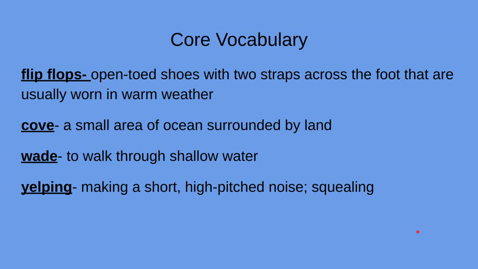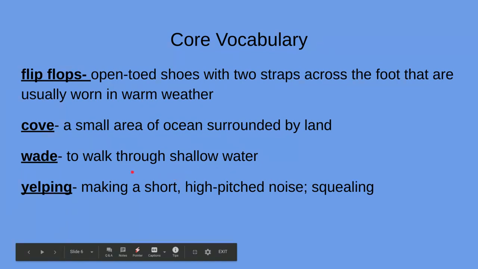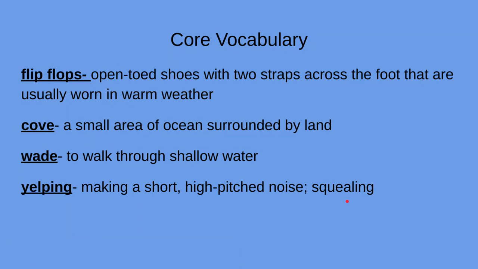Then there is cove, a small area of ocean surrounded by land. An example of that is we walk to the cove to go fishing. Wade means to walk through shallow water. For example, my sister likes to wade in the water by the shore because she does not like the waves. And then we have yelping, making a short, high-pitched noise or squealing. The children were yelping as they jumped into the cold water. Time for our story.